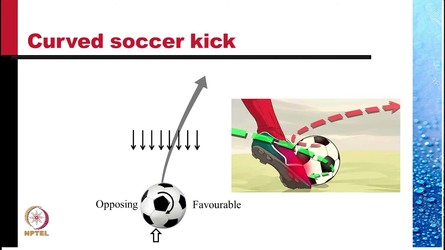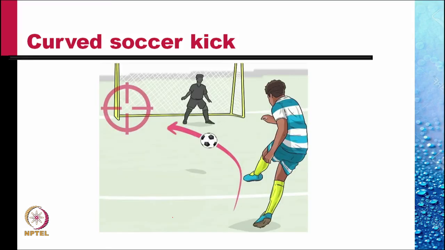You hit it and the ball curves. And this can beat the goalkeeper. The ball is taking a trajectory very unlike what you would expect if the ball was hit without the spin. This also is used routinely by football players.